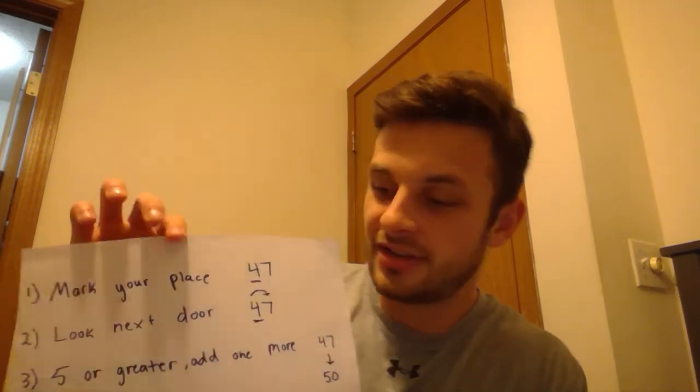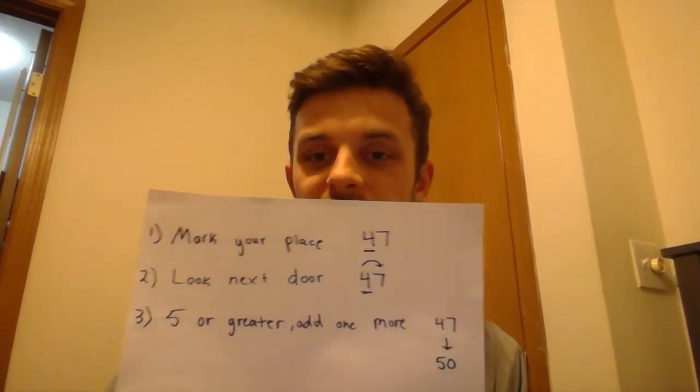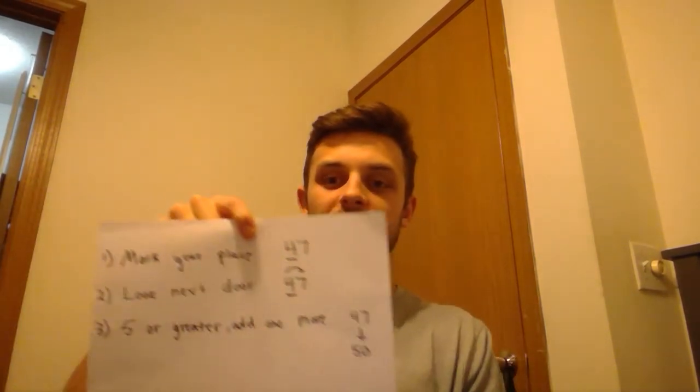Perfect, that's a 7. And then our final step is if the number we just looked at next door is 5 or greater, then we add one more. So we're going to add 1 to our tens place. So is 7 greater than 5? Show me with your heads. Yes or no? Yes, you're right. 7's greater than 5. So now we get to round up and change our 4 to a 5. And remember our ones place is a 0.